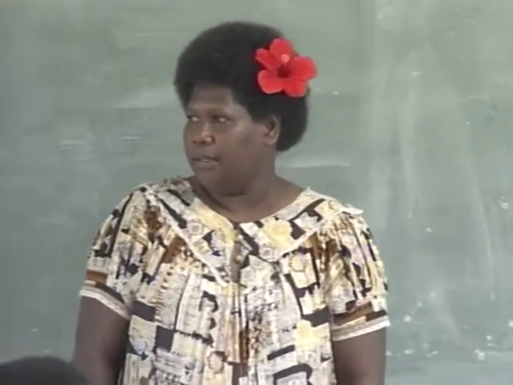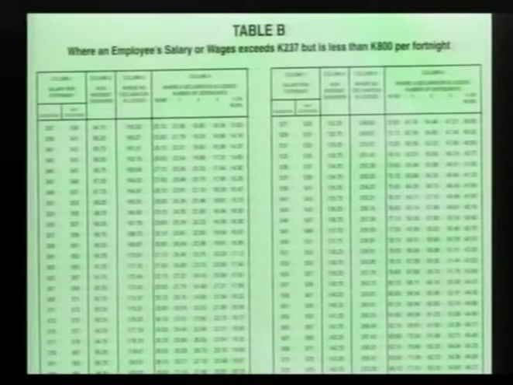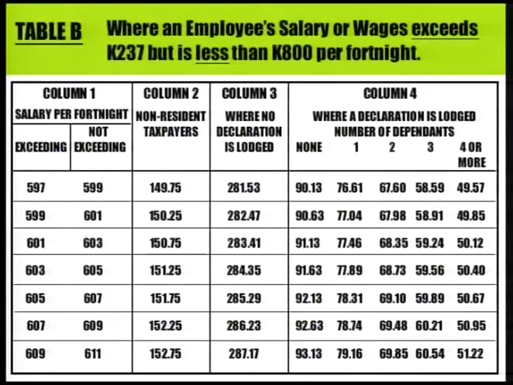Okay, we go on to table B. Have a look at table B. Now, table B represents those wages that are more than 237 kina but less than 800 kina per fortnight. Many of the teachers actually come under this. That's not a lot of money.